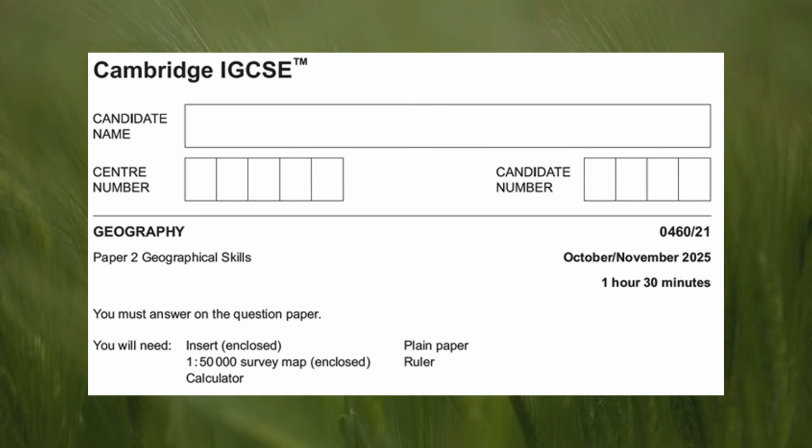Hello. So today I will talk about how to complete the Cambridge IGCSE past paper. This past paper here is from October and November of 2025. It is an hour and 30 minutes and it is paper 2, which is geographical skills.